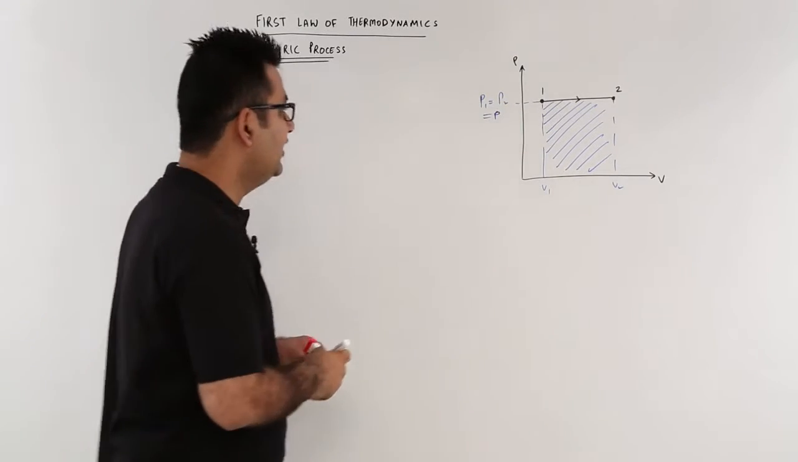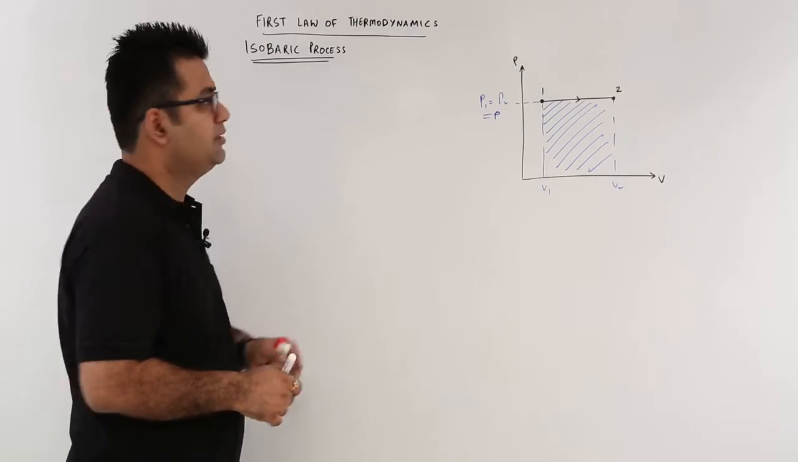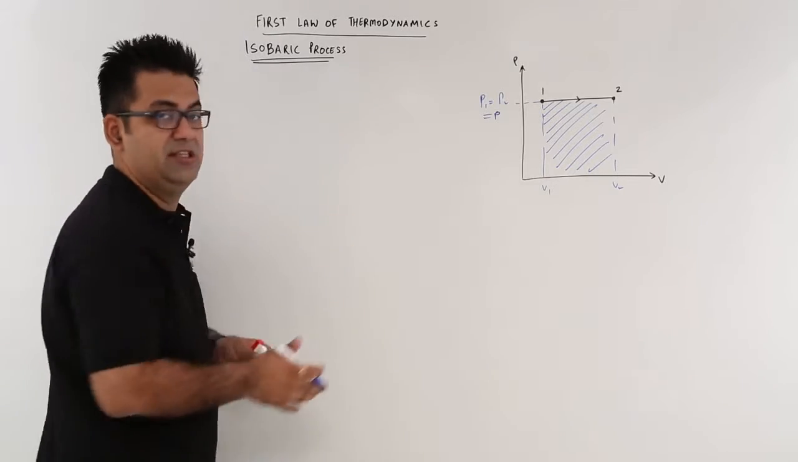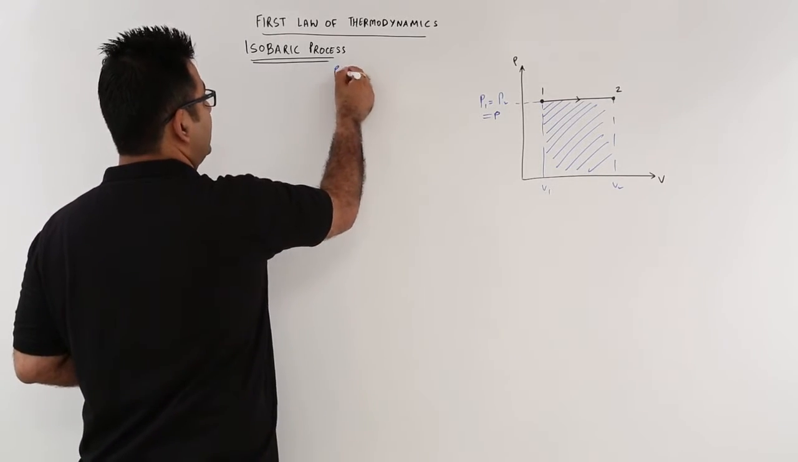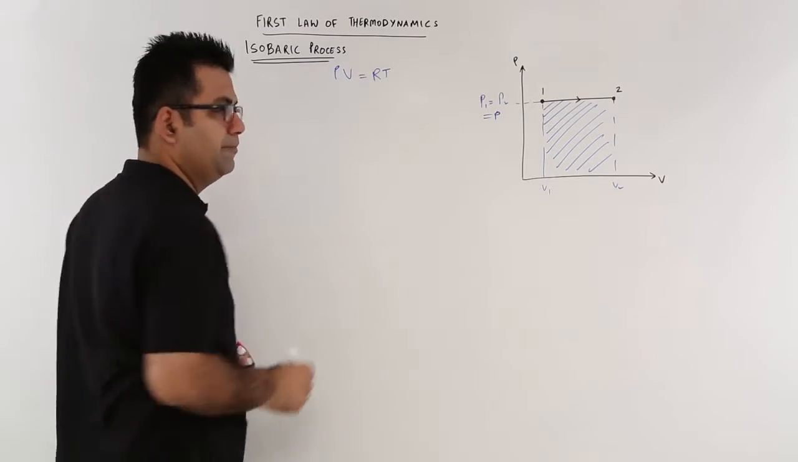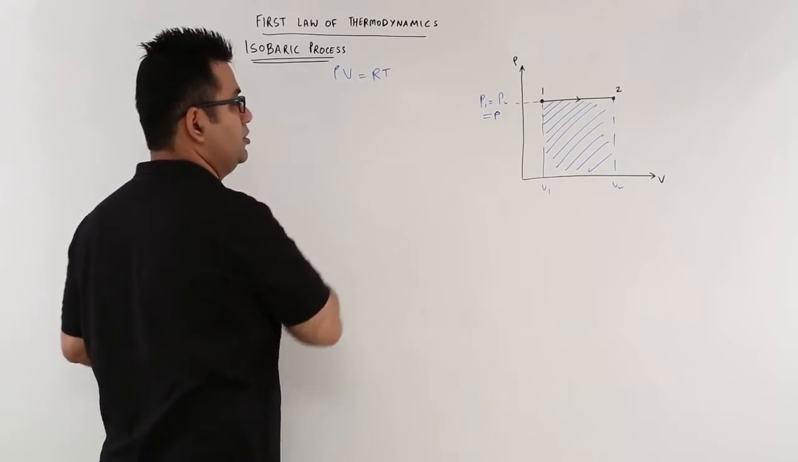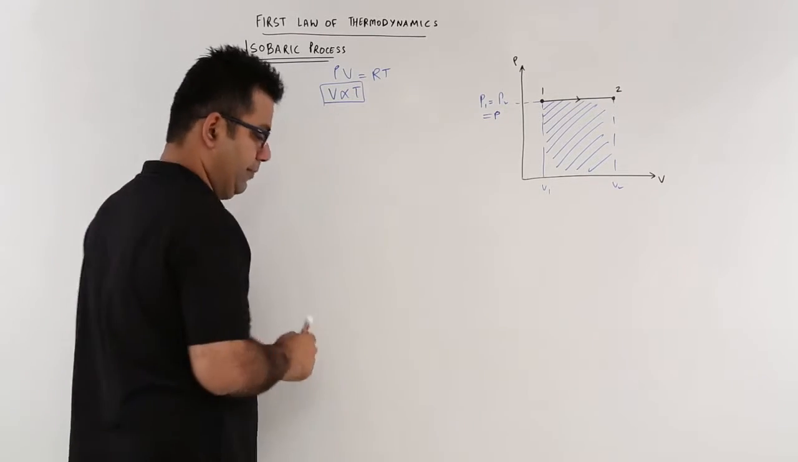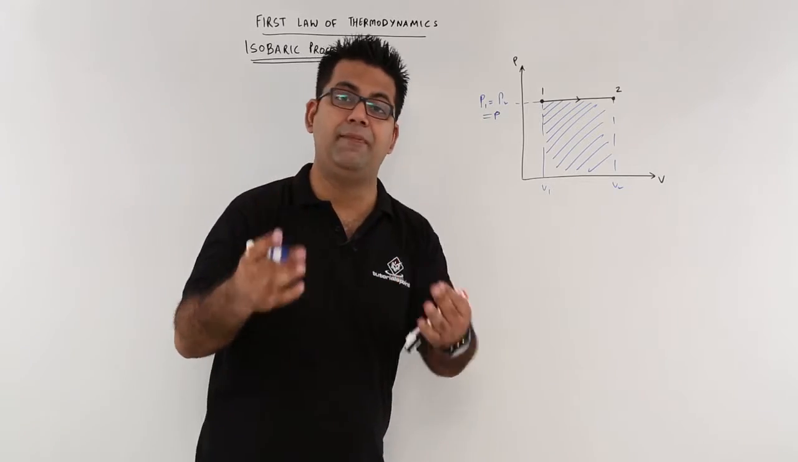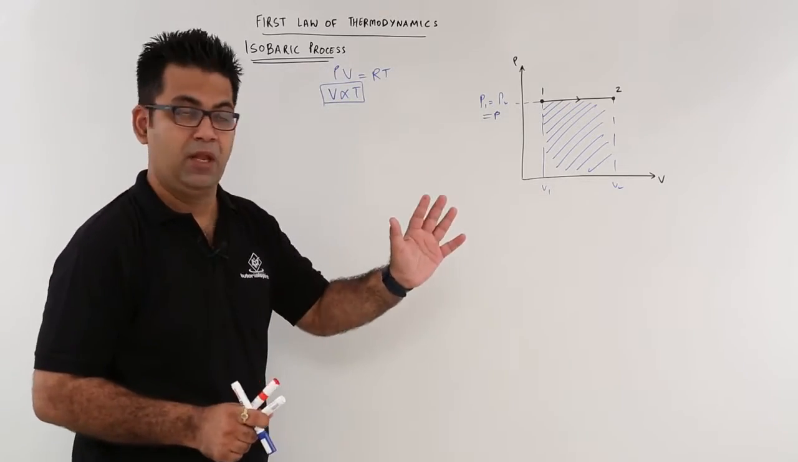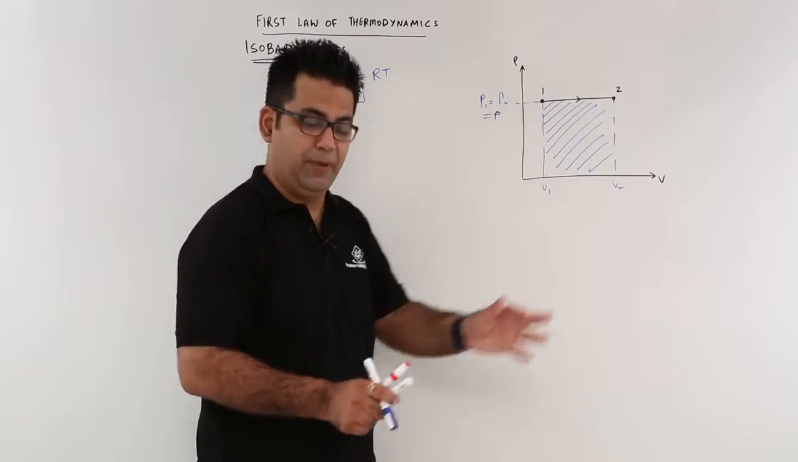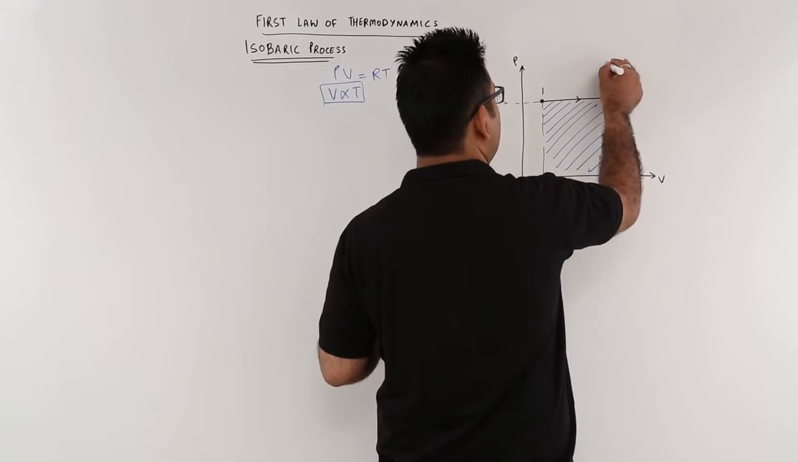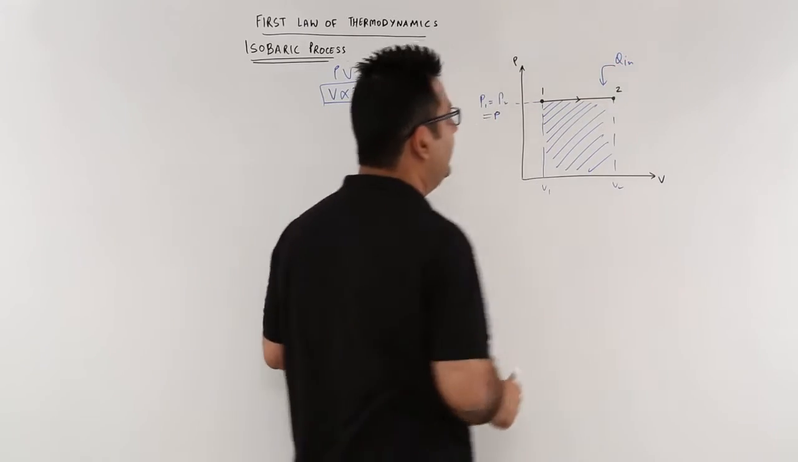So if you look at this, this means that the mathematical equation which governs this. If you apply the gas equation, which is PV is equal to RT, now this pressure is constant, so you would say volume is directly proportional to temperature. So you increase the temperature, the volume increases. This means you are increasing the temperature of the gas at constant pressure. So this is a process of heat addition.